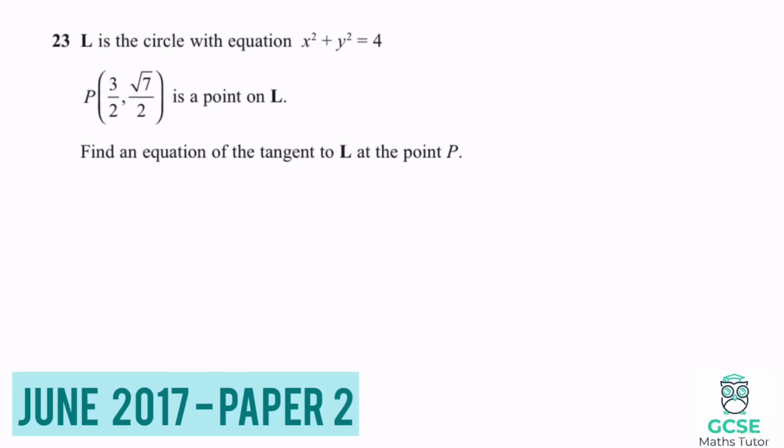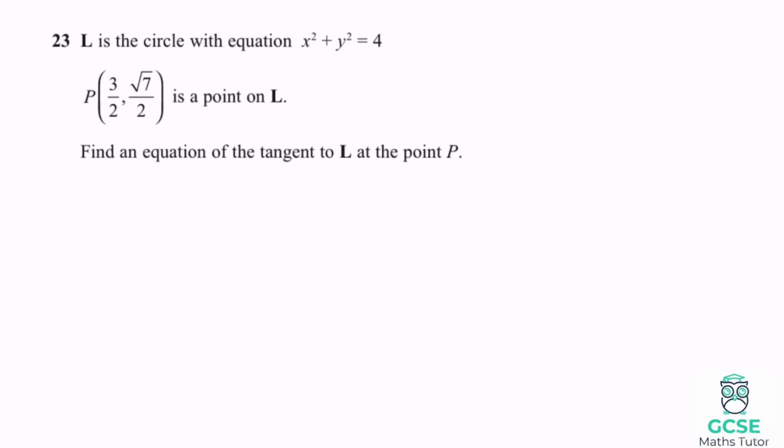Okay, so we've got a circle equation, and then we've got a point on the circle, and it wants us to find the equation of the tangent at that point, and the point isn't very nice there. We've got fractions and thirds. Now it could always help here just to think of a little diagram.